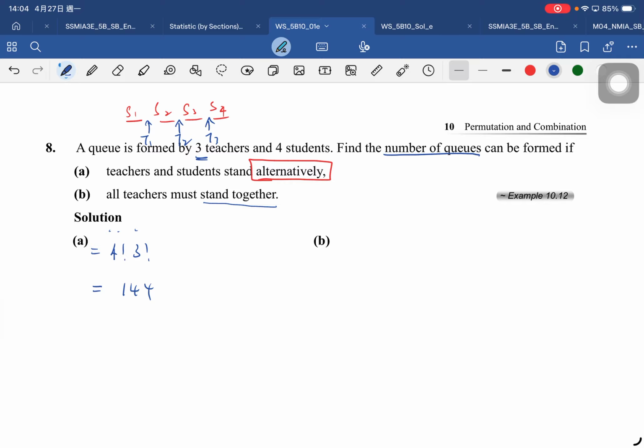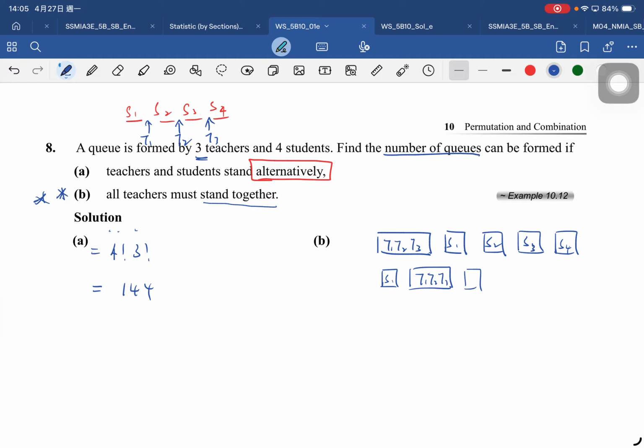Okay, I've told you this example. Once you need to let teachers sit together, stand together, you tie them up, treat them as one unit. T1, T2, T3 together with the students. This is one of the possible arrangements. Maybe you can find a student first, and then 3 teachers together, and then second student, and so on. This is the meaning of the second part, but you have a lot of arrangements.